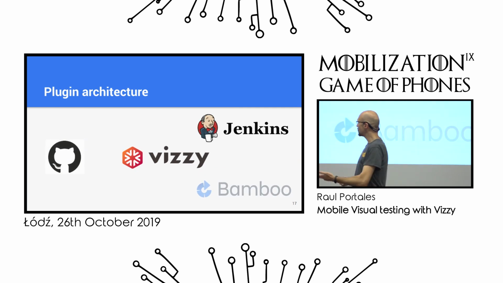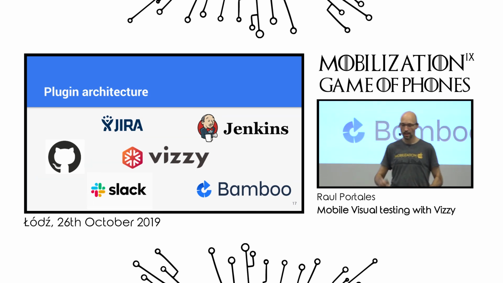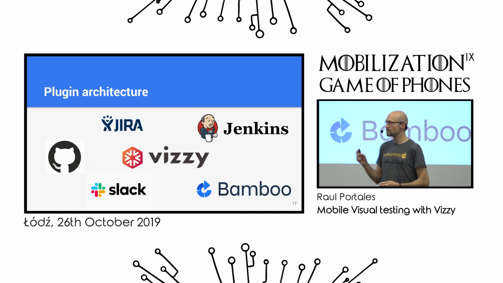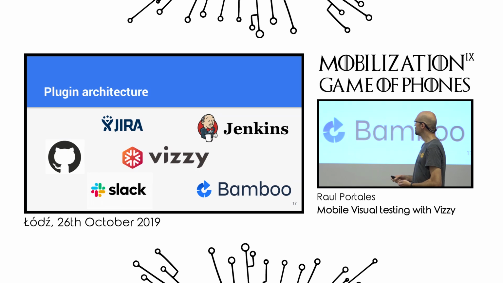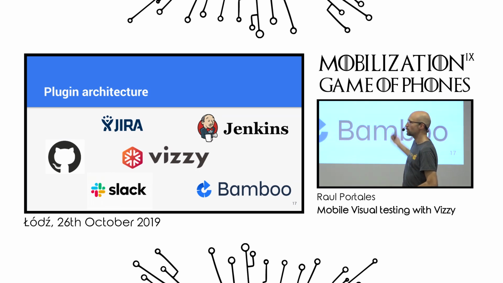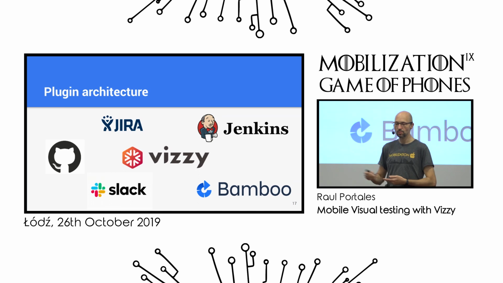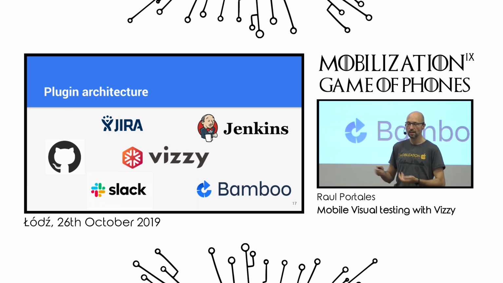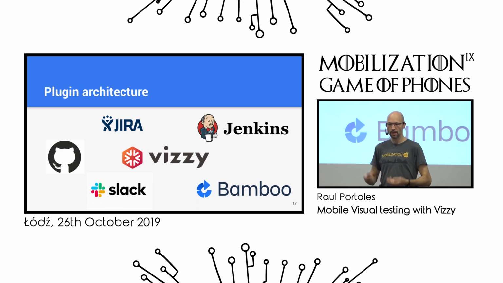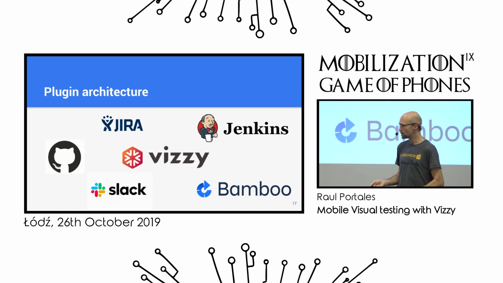And we designed Vizzy with a plugin architecture in mind. So it's well integrated with GitHub, with Bamboo, with Jenkins, with Jira, and with Slack, because it's the technologies we use. We use both Jenkins and Bamboo. But it doesn't stop there. If you use a different system and you want to write some integration from Vizzy, it is designed to be plugin friendly. And it's fully open source, so you can just fork it and do whatever modification you need.